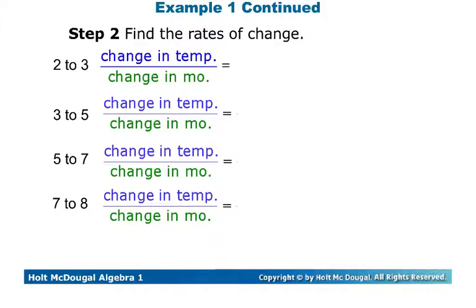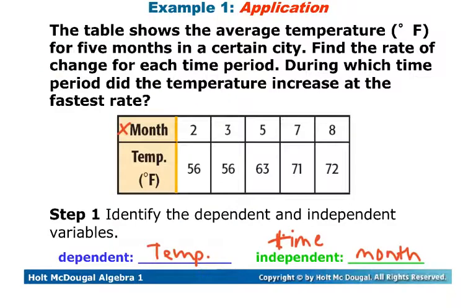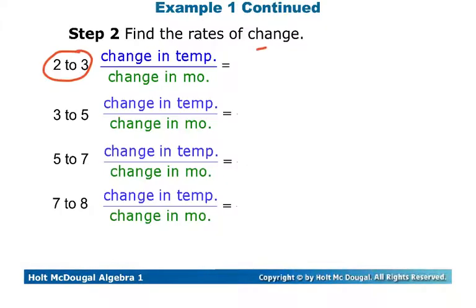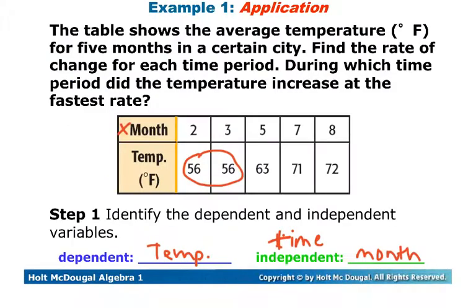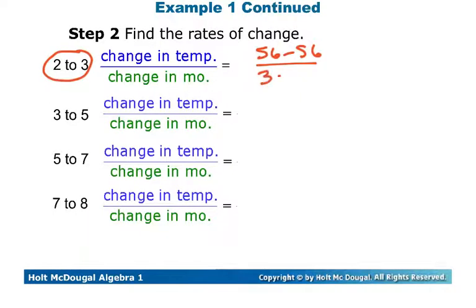So taking a look at breaking this problem down, we want to find the rates of change. So if we're going to find the rates of change between 2 to 3, the change in the temperature from 2 to 3 was 0. And the change in the month was 3 to 2. And so we had 0 change over 1 month, which solved to be 0.